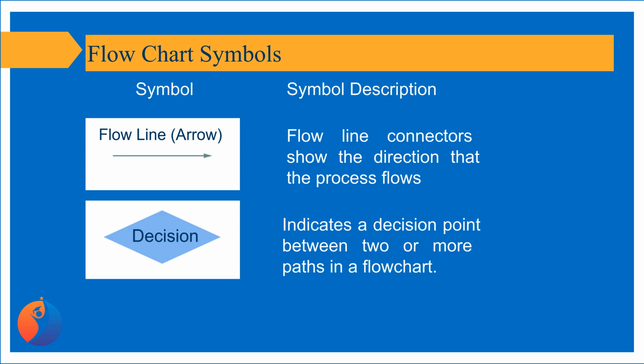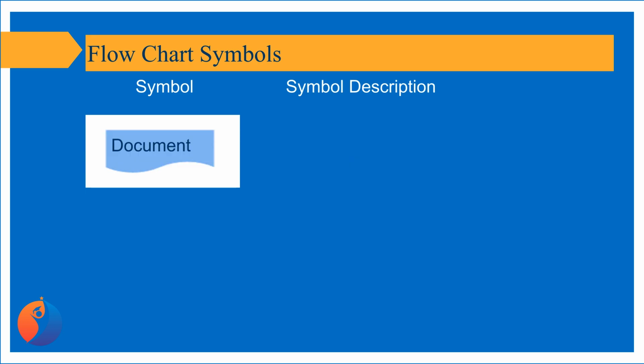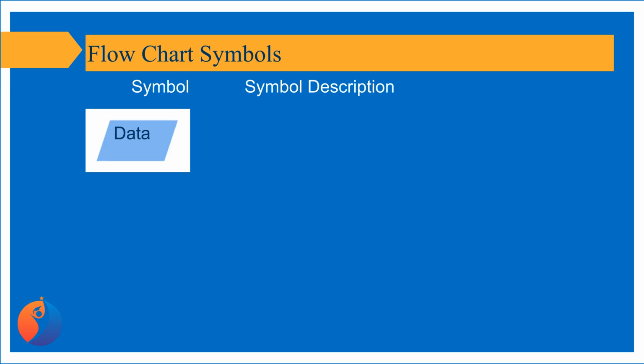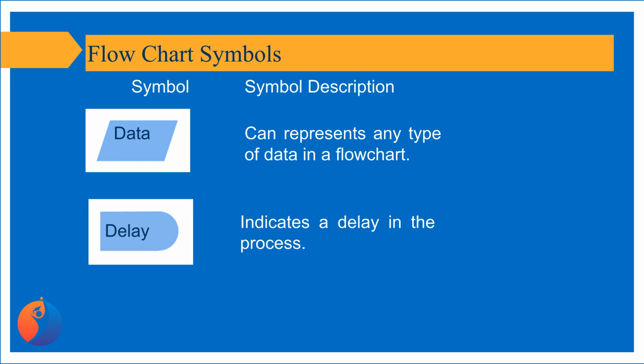Indicates any processing function. Document. This shape shows a document in a flowchart. Connector. Indicates an inspection point. Data. Can represent any type of data in a flowchart. Delay. Indicates a delay in the process.